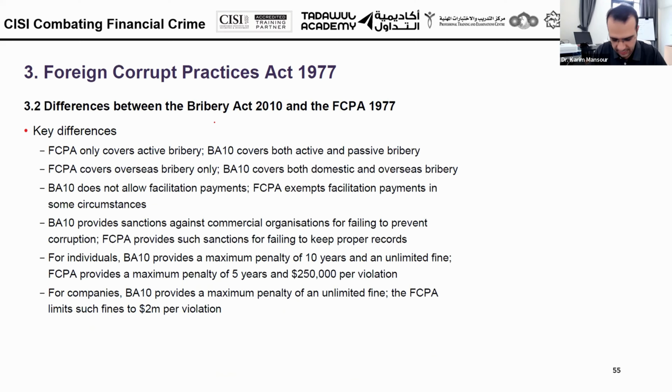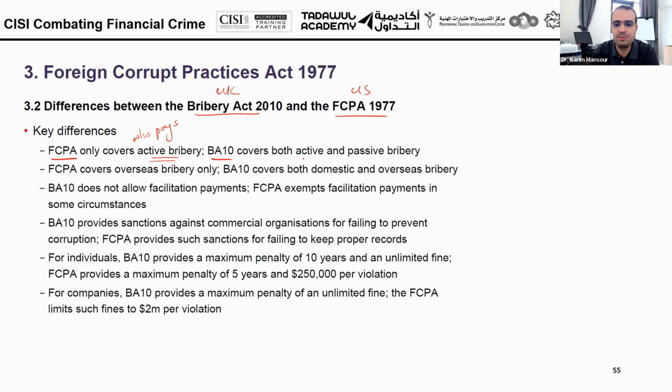So the difference between the UK Bribery Act and the US one. Key differences, again, one question in the exam. The US Act covers only active bribery, so it is the person who pays. The US law does not cover receiving the bribery. The US law only covers paying the bribery.